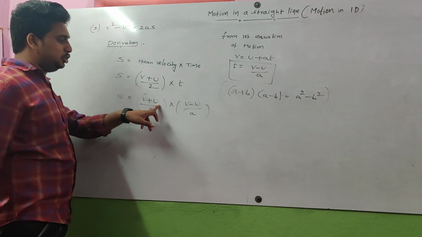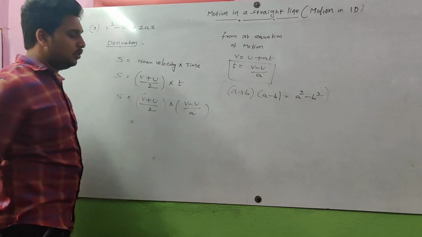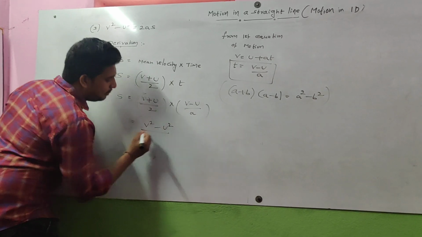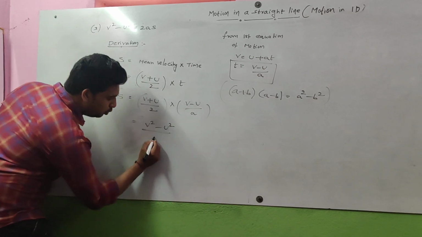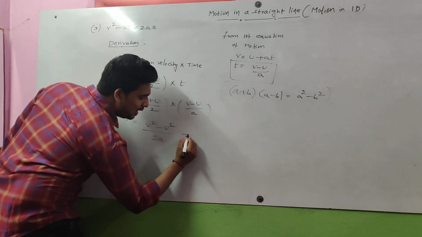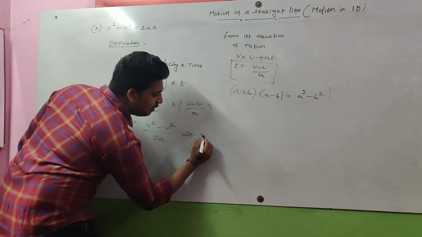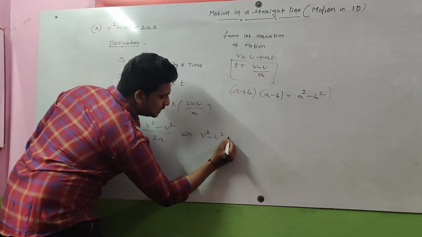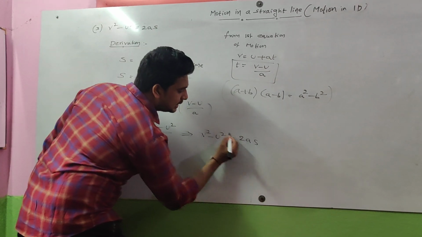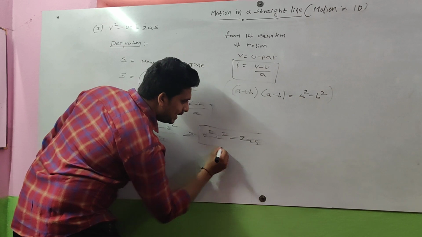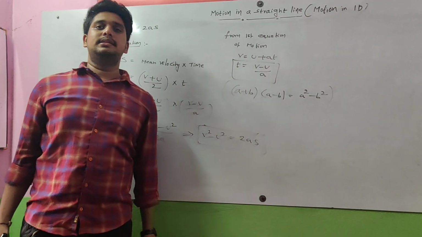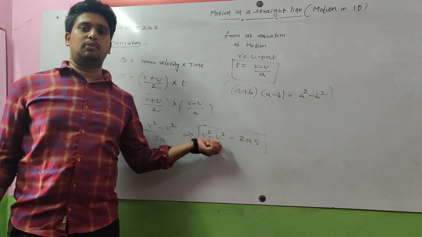That means (v plus u) into (v minus u). We got v square minus u square by 2 into a, 2a here. So this is equal to s. From this, what did we get? v square minus u square is equal to 2a into s, 2as. This is the third equation of motion.